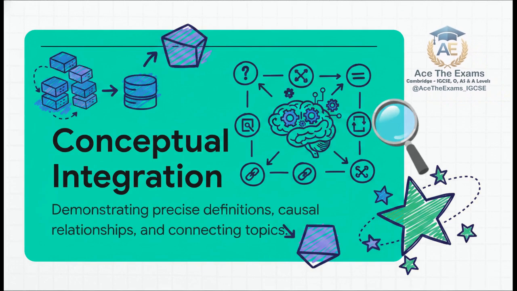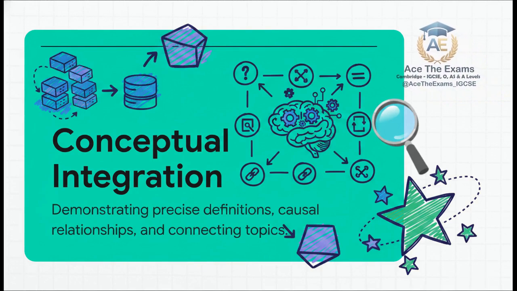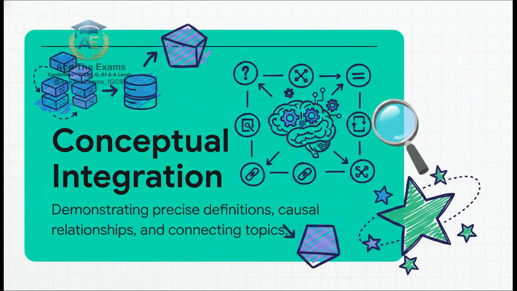For example, why does data redundancy in a file-based system directly cause data inconsistency? Think about Alex again. Alex might write, file-based systems have data redundancy. No method marks awarded. But if we guide Alex to rewrite that using conceptual integration, it sounds like this. If a patient changes their address in the hospital's billing file, but not the separate medical file, this data redundancy means your file-based system is suddenly corrupted with inconsistent data.